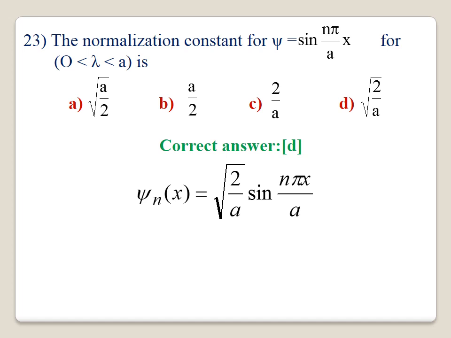23. The normalization constant for ψ equal to sin(nπ/a)x. You know very well the wave function for a particle in a one-dimensional box, ψₙ(x) equal to root of 2/a into sin(nπx/a). Therefore, the normalization constant is root of 2/a. The correct answer is D.